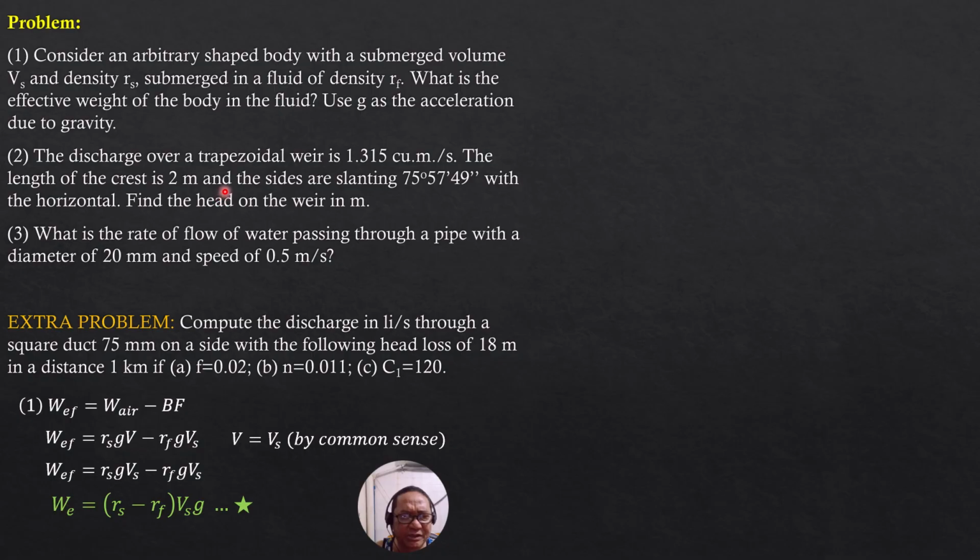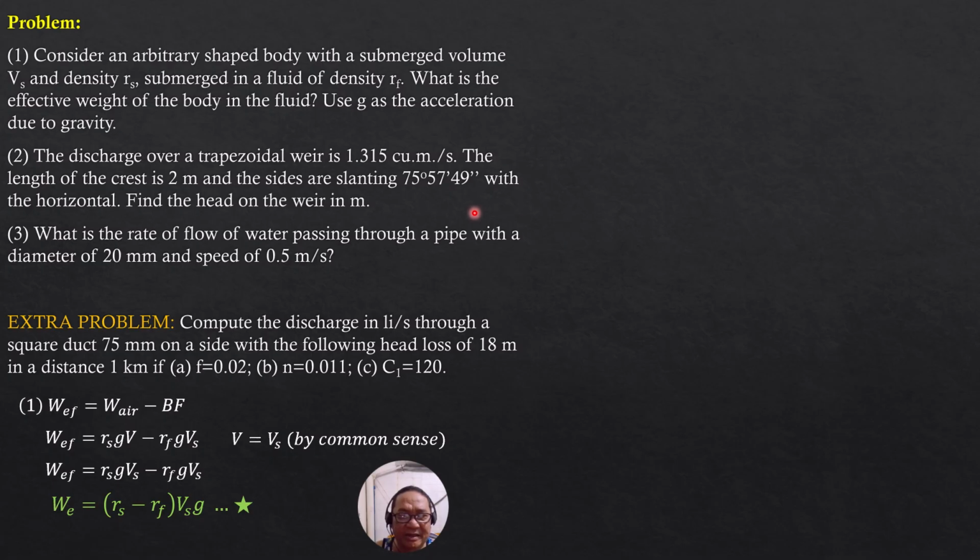Number two, the discharge over a trapezoidal weir is 1.315 cubic meters per second. The length of the crest is 2 meters and the sides are slanting 75 degrees, 57 minutes, 49 seconds with horizontal. So find the head on the weir in meters. So the idea is the cross-section of the isosceles trapezoidal weir would be rectangular and V-notches for the sides. So Q equals Q rectangle plus Q of V-notch square.